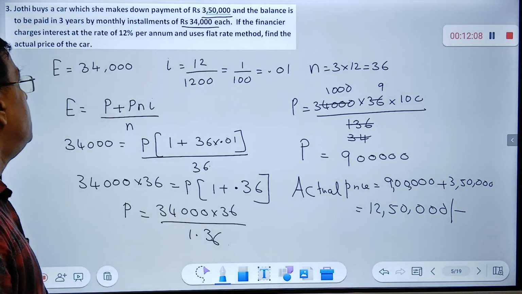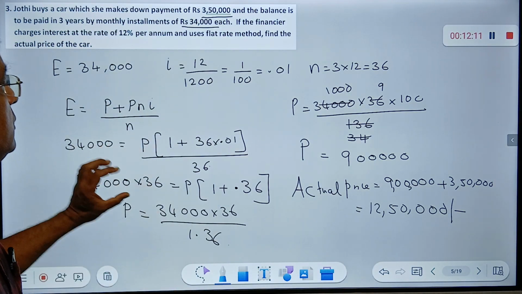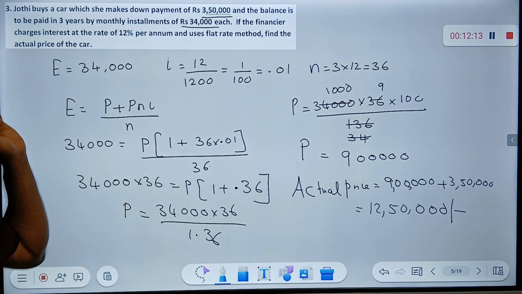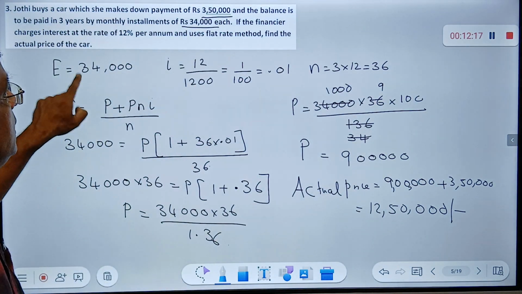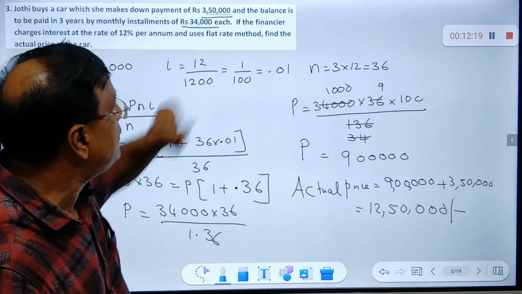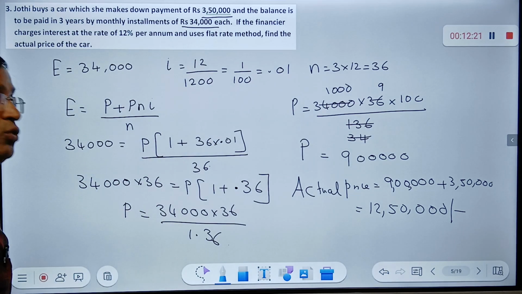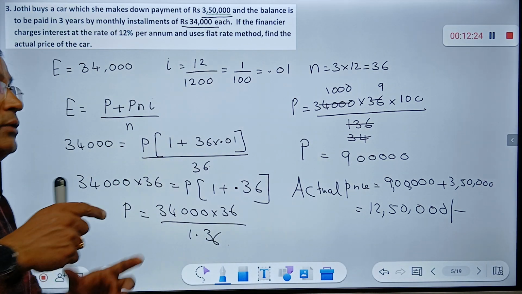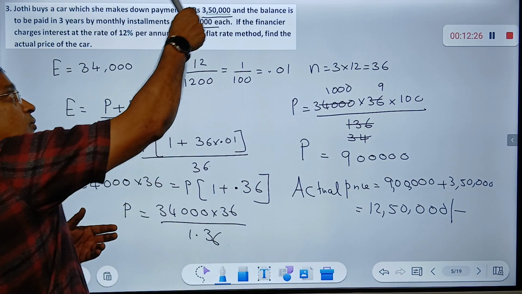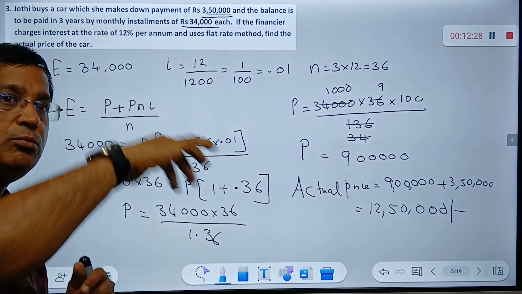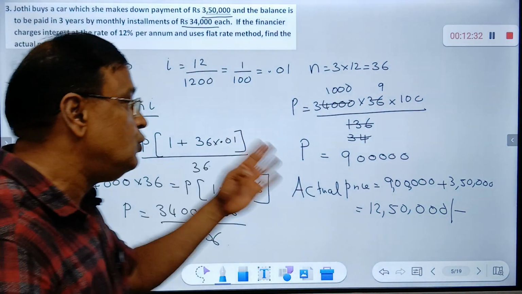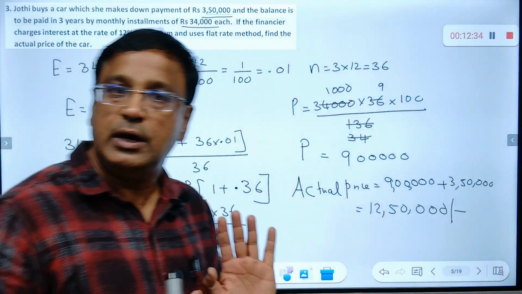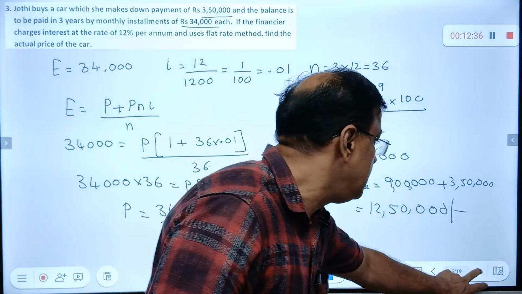Clear, isn't it? Very simple problem. Only thing is you have to be very careful with the calculation, and also read the question carefully. Here you see EMI is given, and a cash down payment is given. This principal does not include 3,50,000. That has been removed. So after finding the principal, if you want to find the actual cost, you have to add the cash down payment. I hope I'm clear about it.